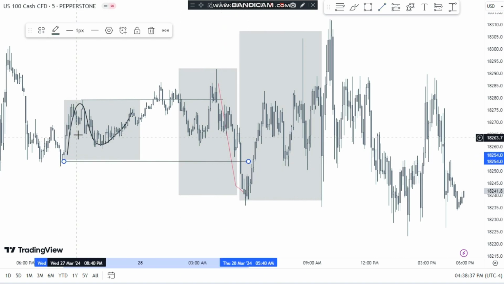So we got the consolidation in the Asian kill zone, then we got the sweep of the Asian kill zone high, and then we got the sweep of the Asian kill zone lows. These are the three things that you have to look for, and all these are completed. Now this is the perfect time to get an entry in the New York kill zone in this area.